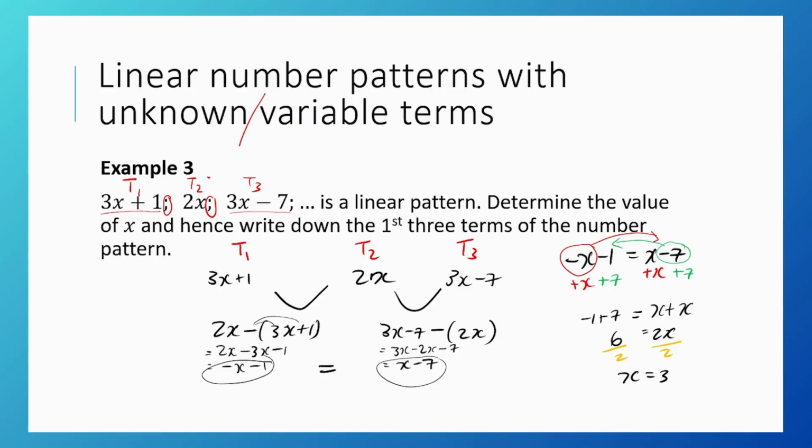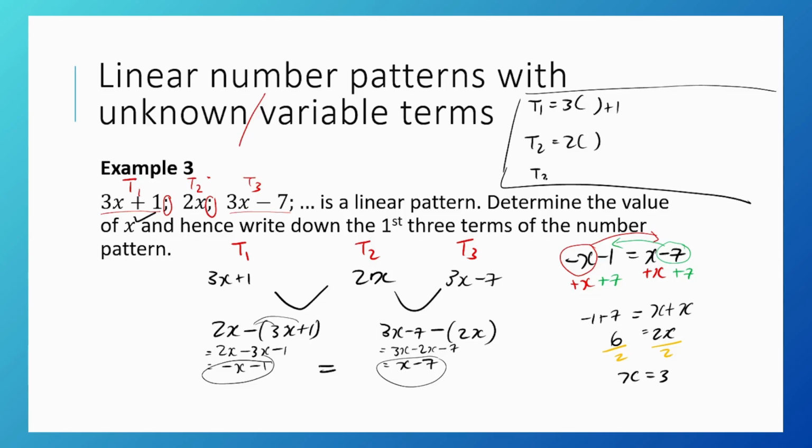It says find x. Okay, so we've done this whole part over here. But hence write down the first 3 terms. So we just need to do that portion still. For space reasons, I'm not going to do it here on top. So we have to find term 1, which is 3x plus 1. Term 2, which is 2x. And term 3, which is 3x minus 7. We calculated x to be 3, so I'm just going to substitute that there. And then you're going to get answers 10, 6, and 2.